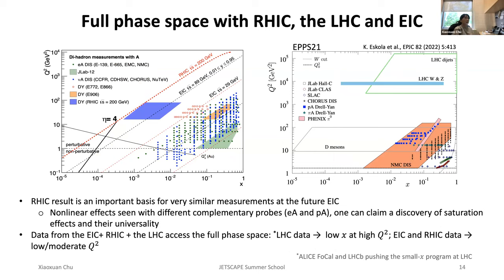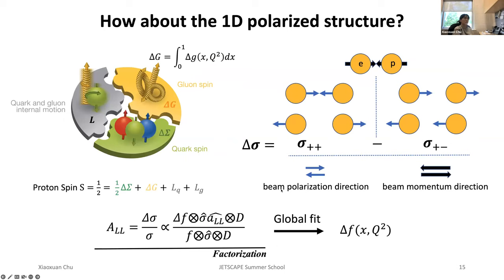And one can only claim the discovery of the saturation effect by observing the same phenomena in both e+A and p+A collisions. The LHC data can contribute at very small x, but with relatively high Q squared. So one can study the evolution of this phenomenon by adding all of the data together in the full x and Q squared phase space. After I introduced the unpolarized cross section, so unpolarized structure, how about the polarized structure?